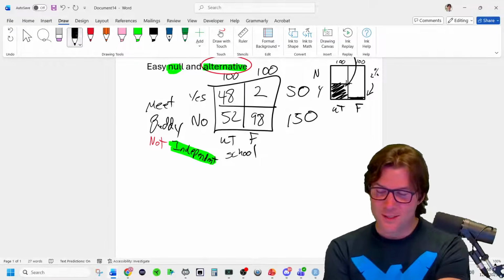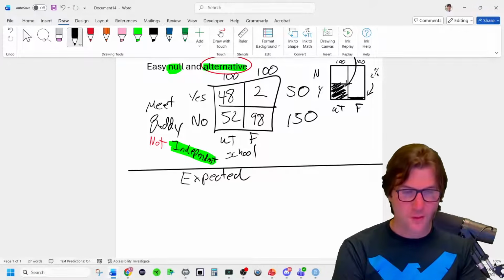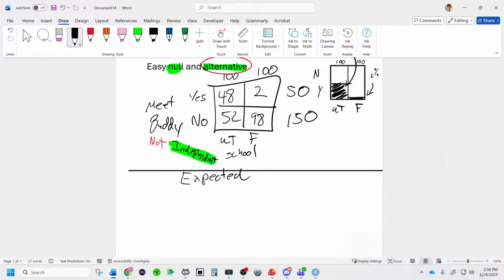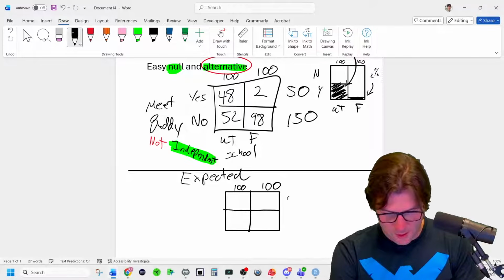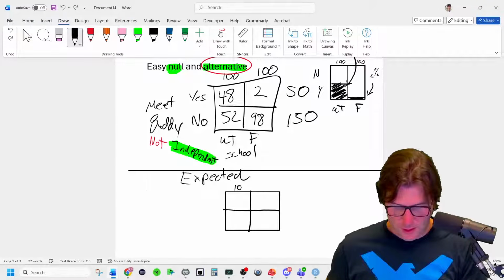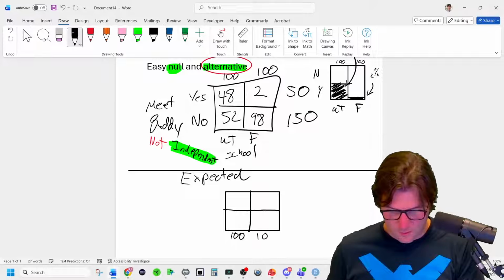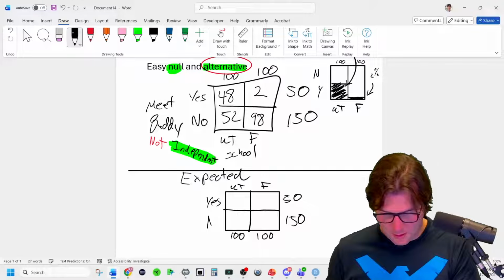So now let's figure out the expected values. The next step here, after you write your null and alternative, is to get expected values. Expected values are found via row total times column total over grand total. So we are going to take the totals here of 100, 100, 50, and 150. And actually, we're going to reorient this just a little bit. We're going to put these hundreds on the bottom. It doesn't matter really where you put them, but I prefer it there. And this is UT, and this is Florida, and this is yes, and this is no.